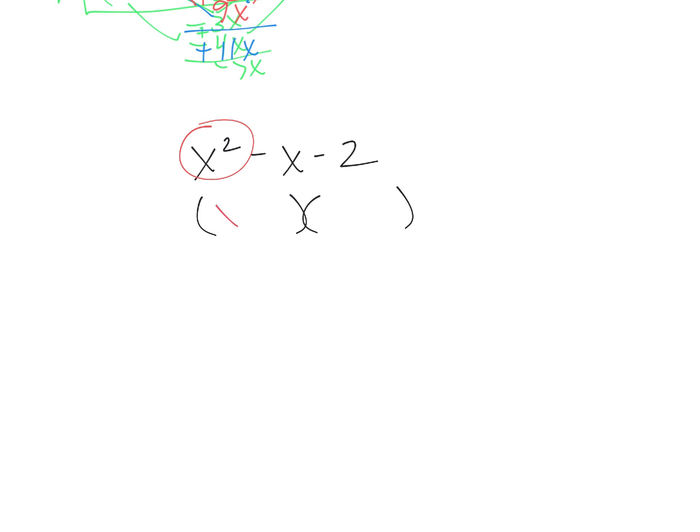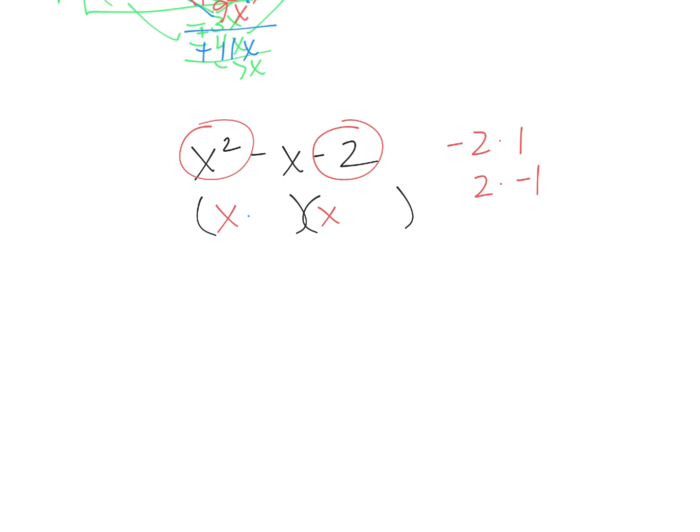How do I get x squared? Well, x times x. Two numbers I multiply together to get negative 2. I have negative 2 and 1, and I have 2 and negative 1. Those are my only options. So let's see, pause the video. Which one would you check? Which one would you use?